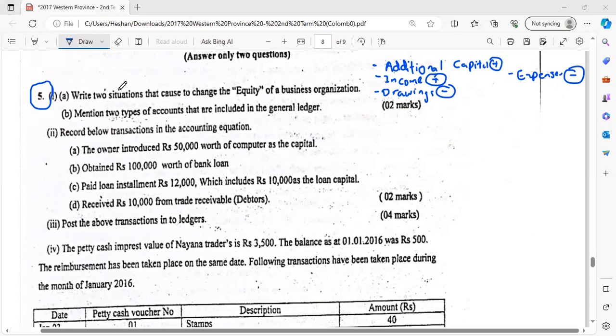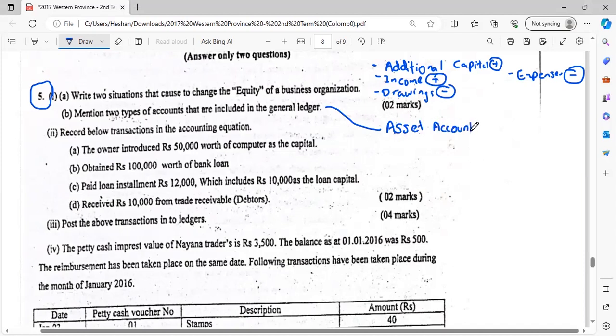Mention two types of accounts that are included in the general ledger. Asset account, equity account. Name two types of accounts. When it comes to types of account, it's not debit and credit. You need to write two types of accounts that are included in the general journal. You can write the safe answer. What is the safe answer? You can write asset accounts.